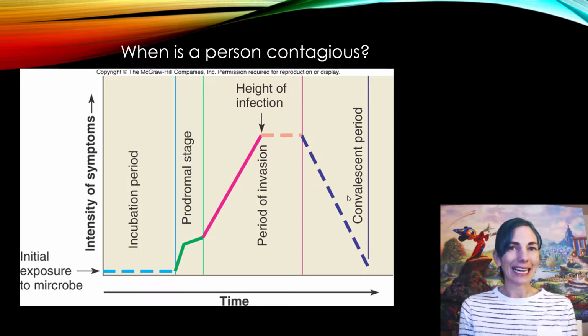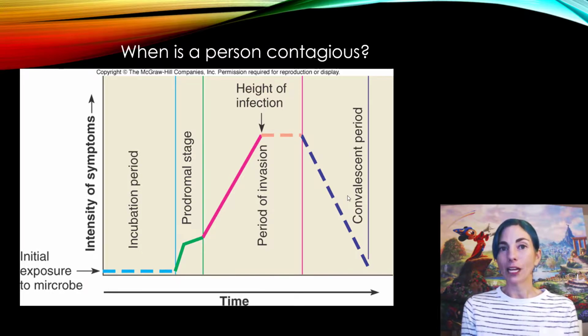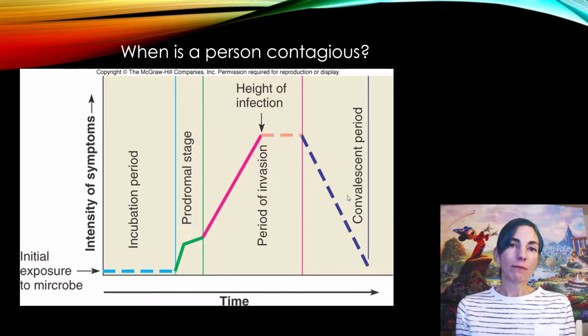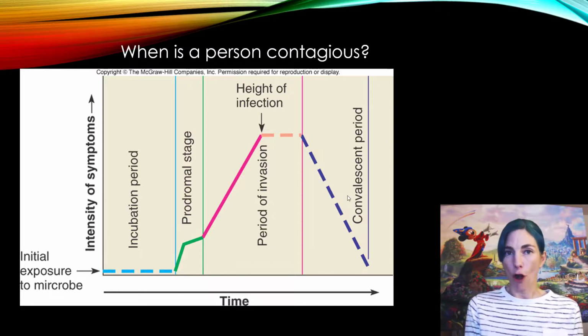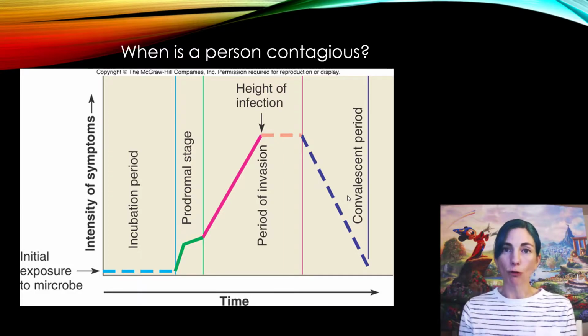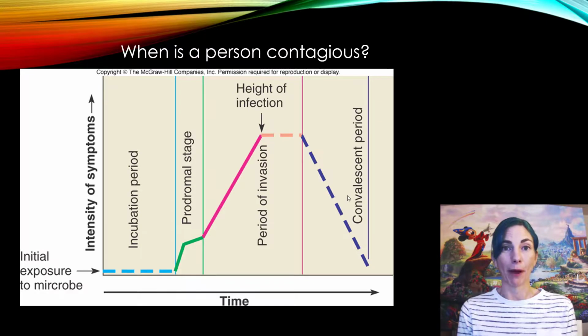So that's an example of a case where somebody in the incubation period is infectious. But in general, the more symptoms somebody displays, the greater number of viruses or bacteria they're harboring, and therefore the more contagious they are. That's a very general rule. But don't rule out that somebody can be infectious in the convalescent period or can be infectious in the incubation period. There are certainly diseases where you can be infectious in one or the other, or possibly both.